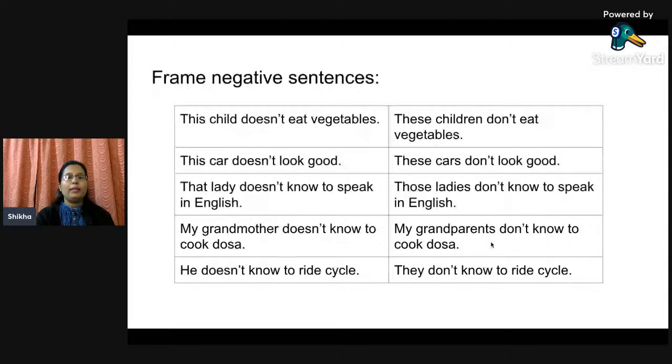He doesn't know to ride bicycle. Here again we are talking about a single person. He doesn't know to ride bicycle. They don't know to ride bicycle.